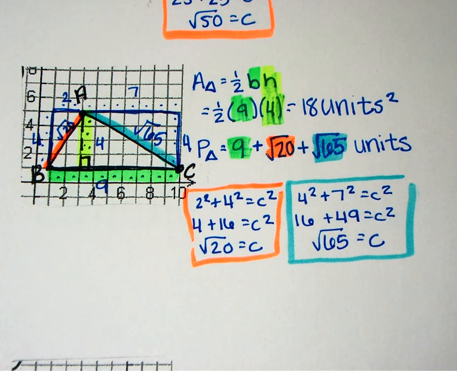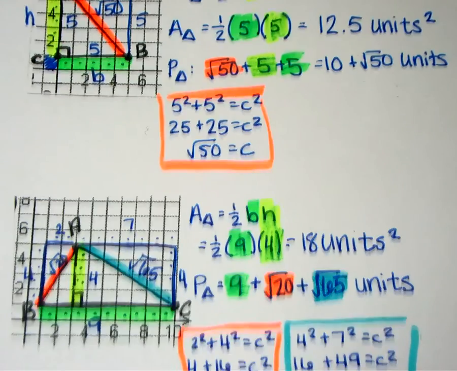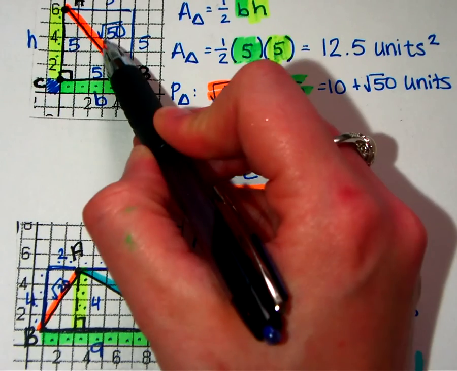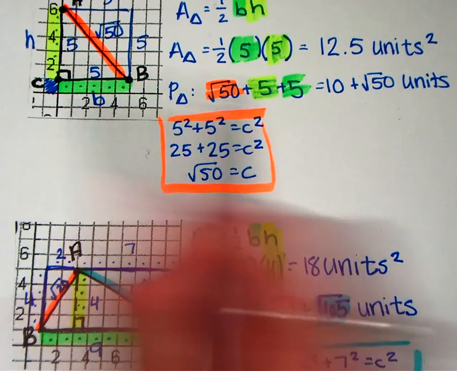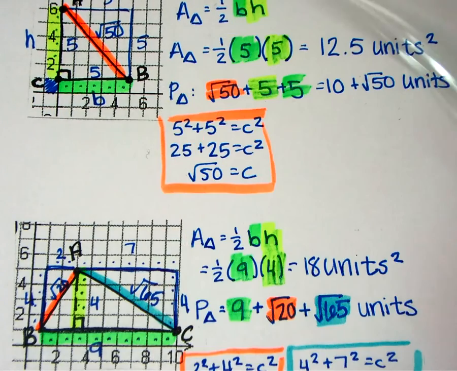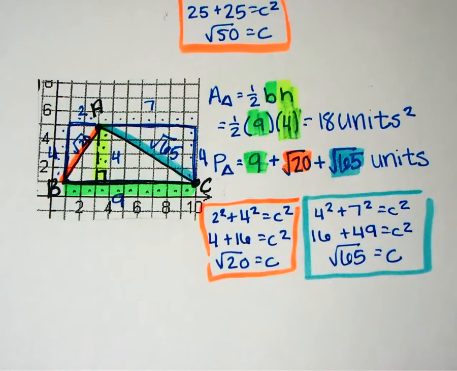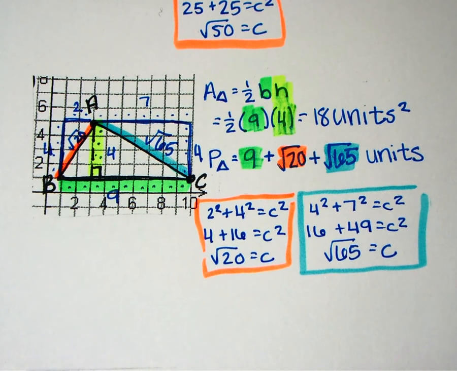So notice the difference between this problem and this one up above. On the first one, we just had to do one Pythagorean theorem. We already had our height and base on it, and height was actually included in perimeter because it was a side of the triangle. Now on this problem, the height is interior, and it's not a side of the triangle, so we do not include it when we do perimeter.